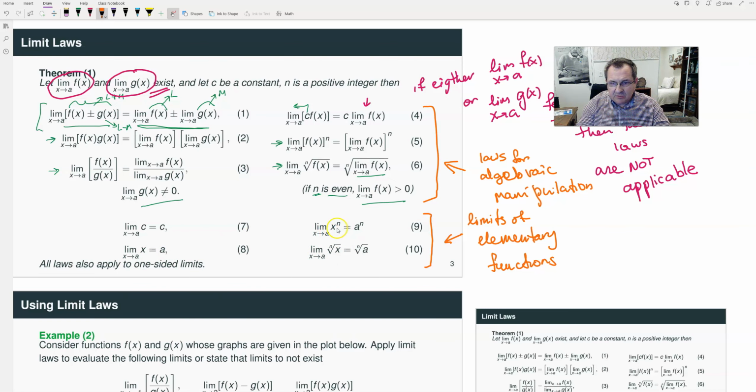Similarly, if we have x raised to an integer power, positive integer power, then limit of x raised to n can be evaluated by substitution. Similarly, limit of a radical can be evaluated by substitution. In the second case, we will assume that a is positive if n is even to make sure that the expressions involved can be evaluated.